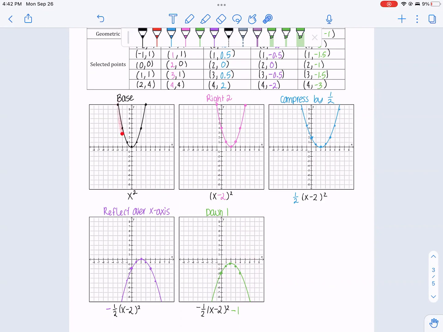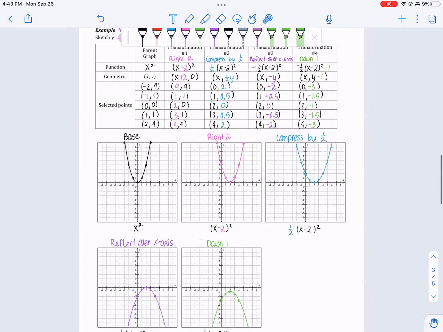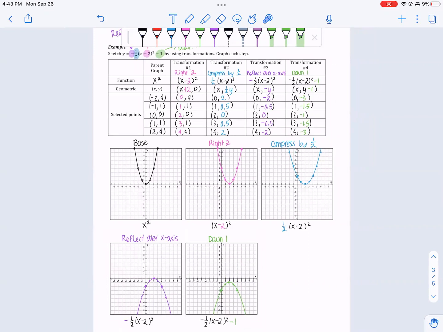So step by step, we started with the base, we moved it to the right 2, then we compressed it, so we made it wider. We took this picture and then we reflected it over the x-axis, and then we took it and we moved it down 1 unit, and bam, we got ourselves a beautiful, beautiful graph.